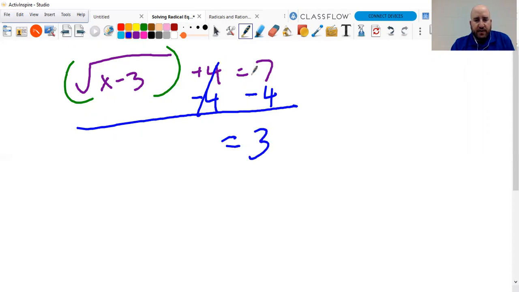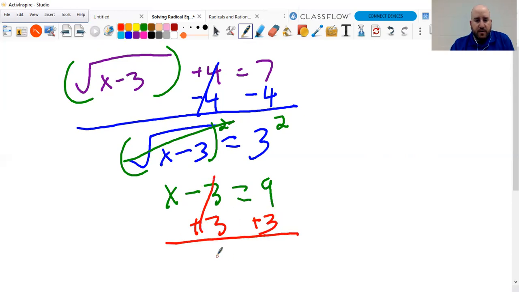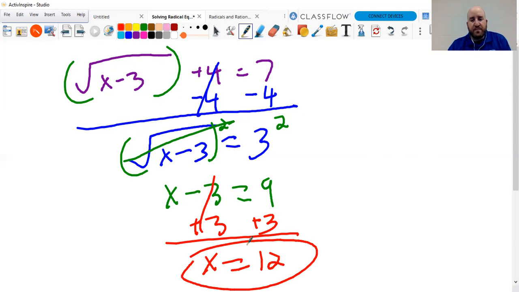4, -4 cancel out. 7 minus 4 is 3. Still have the square root of x minus 3. Now my square root is by itself, so now I will square both sides. Square and square root cancel out. X minus 3 equals 9. Add 3 on both sides. X equals 12. So there's that one, nice and easy.